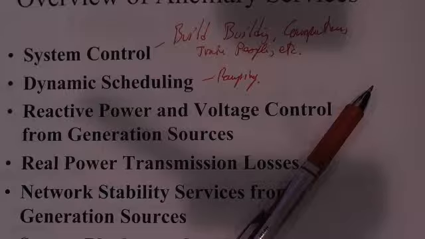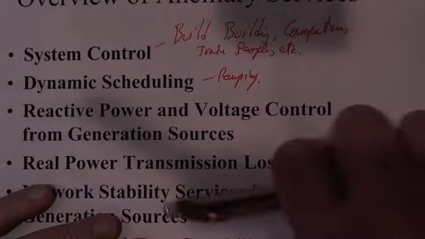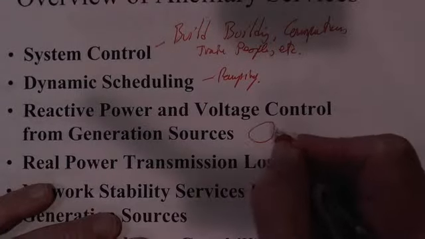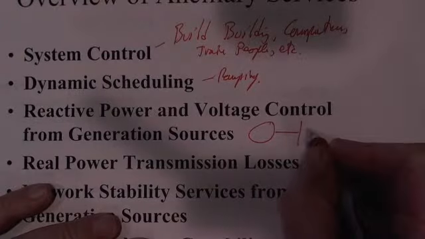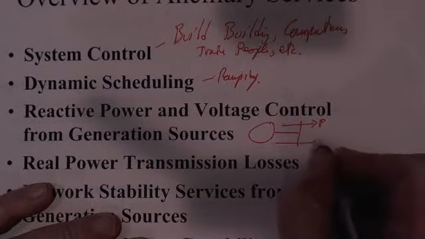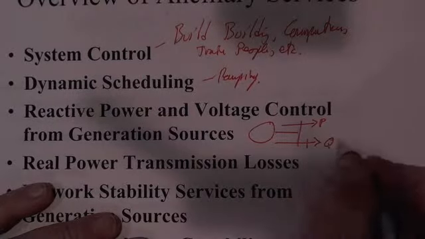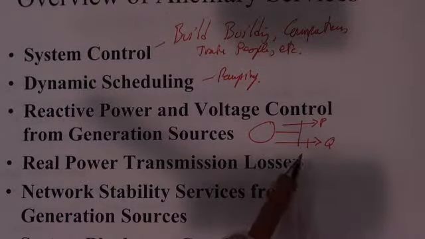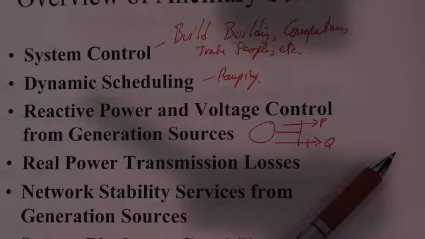Reactive power and voltage control from generation simply says that somebody has to supply reactive power. Okay, and when we do a power flow, there's P going into the system and there's reactive power, Q. If you don't supply reactive power from that generator, the voltage is going to start to drop.